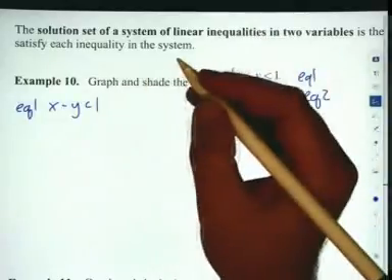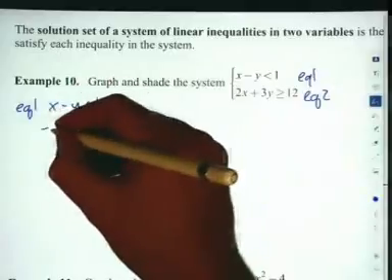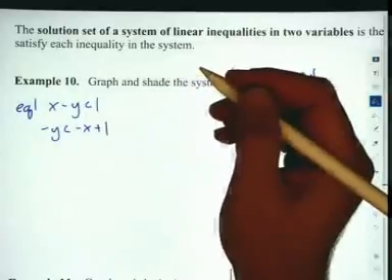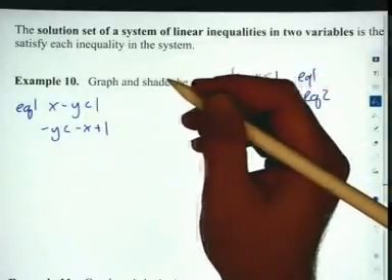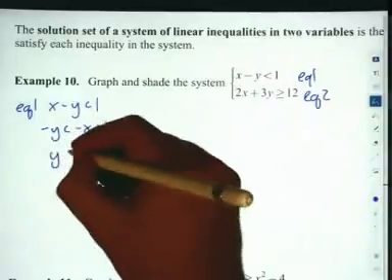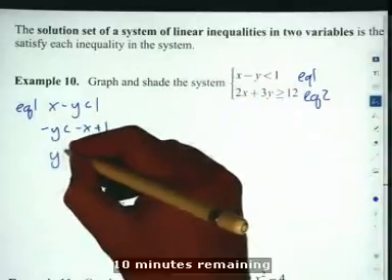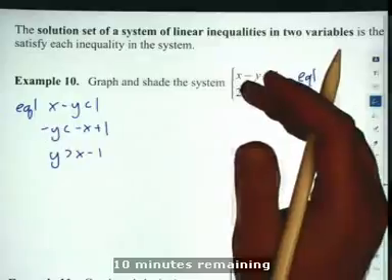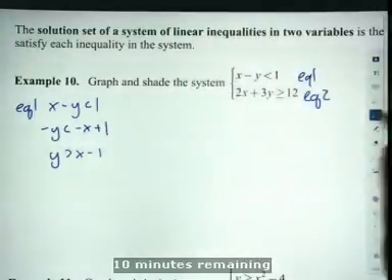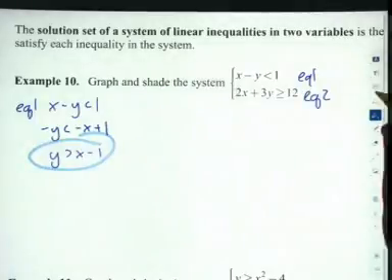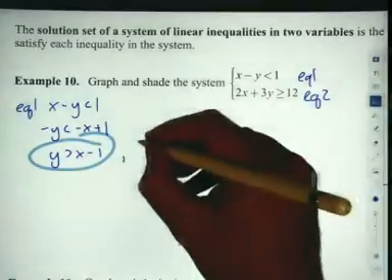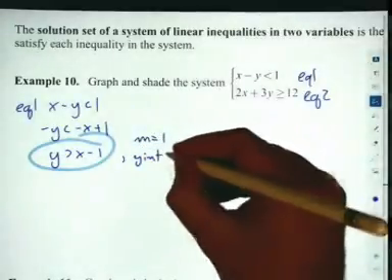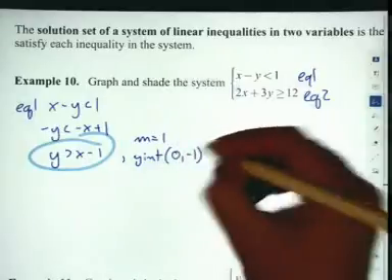Well, we want to rewrite this in a form that we can graph with. So if I start solving for y, we get negative y is less than negative x plus 1, which then means that y is now, we're going to divide by negative 1, change the direction of your inequality. y is greater than x minus 1. I'm just going to highlight this for right now. My slope, m, is equal to 1, and my y-intercept is at (0, -1).